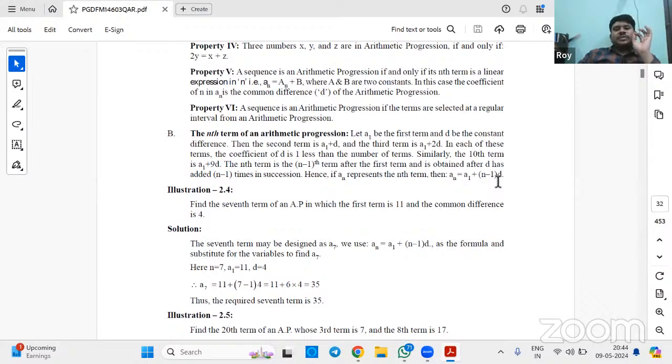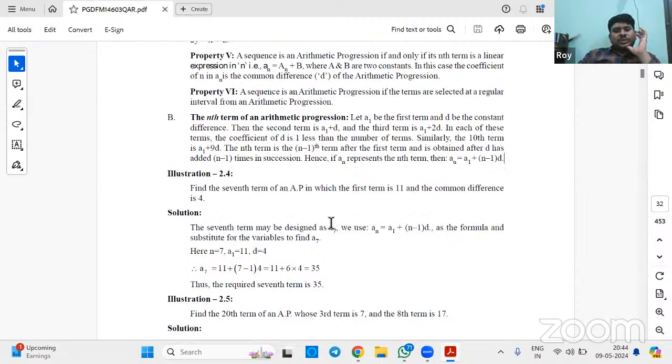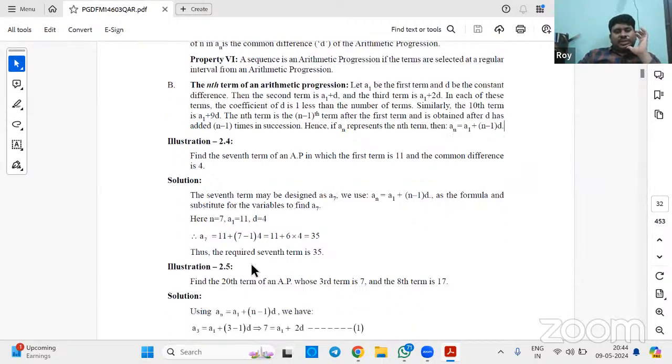Here d is the fourth term. Whatever values you keep, you will get the answer. Let us say for the seventh term, n is equal to 7, a1 is equal to 11, which is given. In this arithmetic progression the first term is 11, and the common difference is 4.